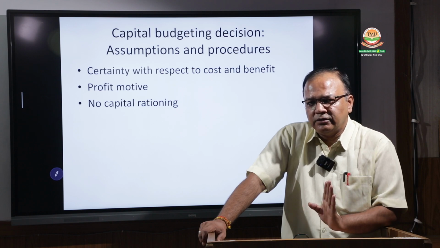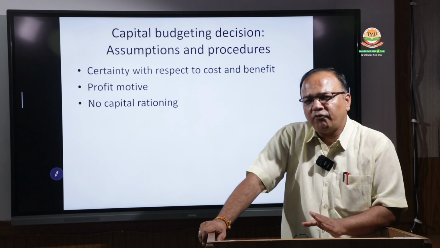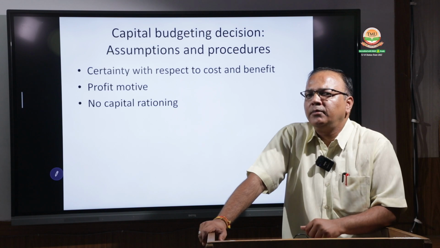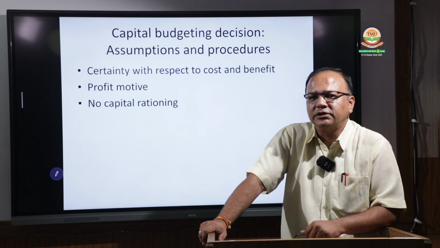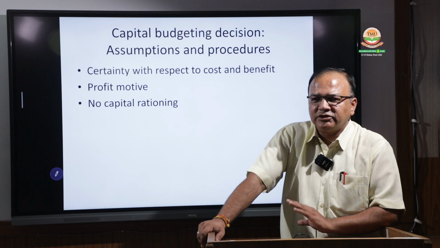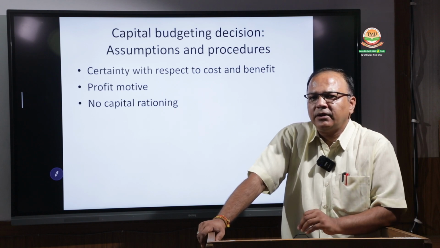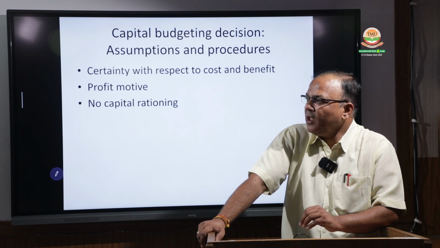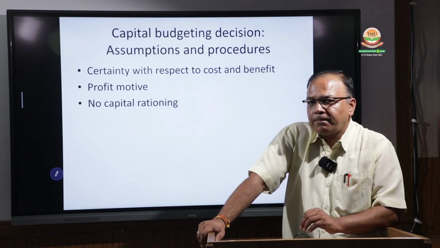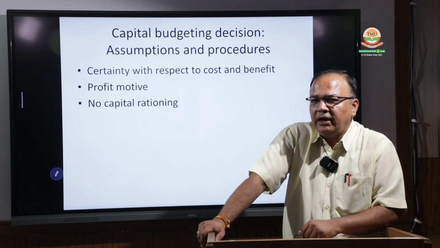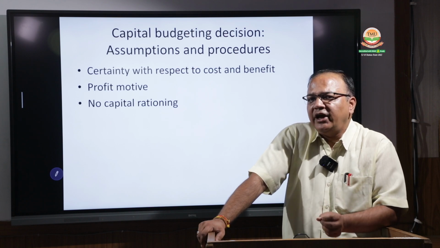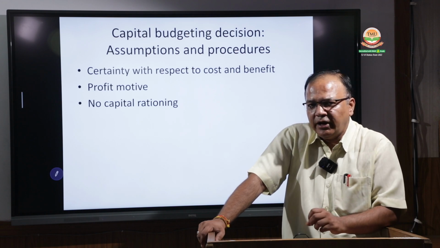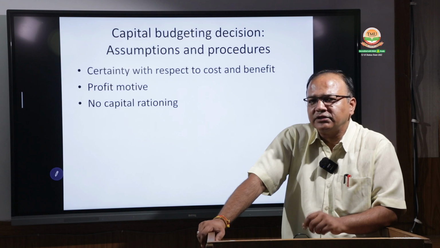then profit of the organization will increase because of taking this business decision or capital investing decision. So there is no motive except the motive of profit. So you can say, if you are taking a decision and the organization is not earning a profit because of taking a particular decision, it means there is no need to take this type of decision.